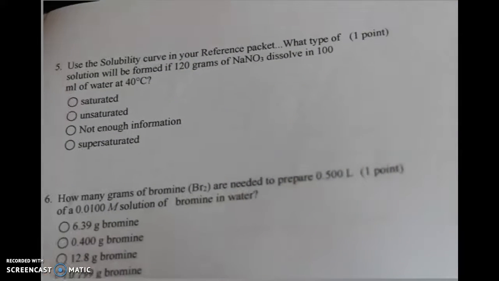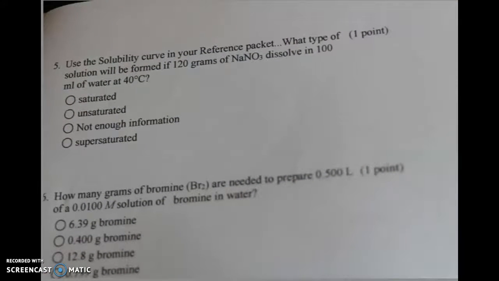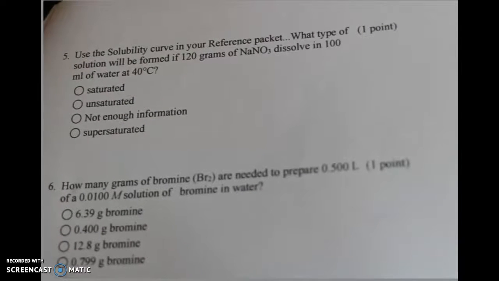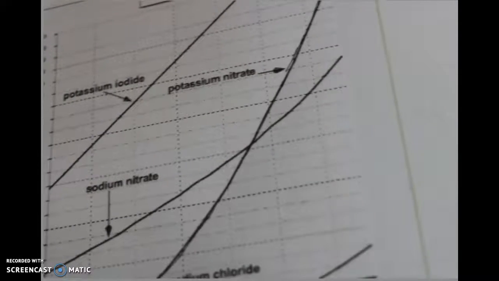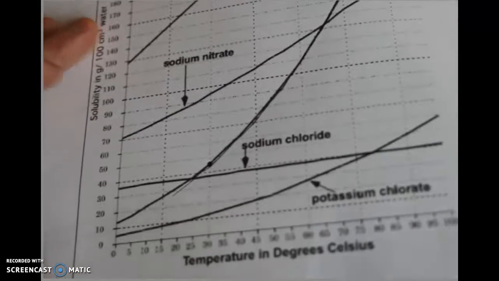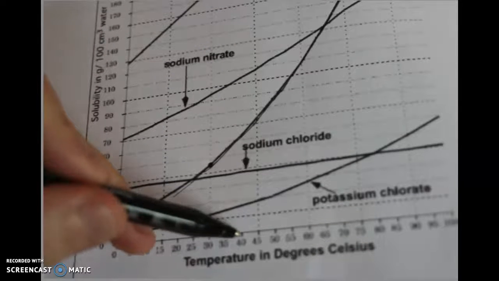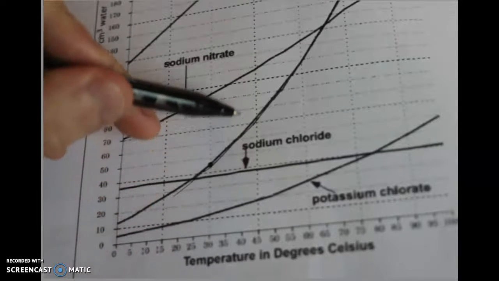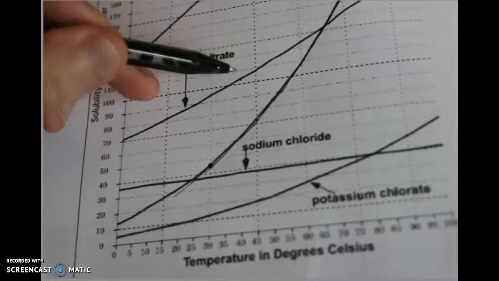Now this one's asking us for another solubility chart, and it's asking us about sodium nitrate. And it's saying what type of solution will be formed if you dissolve 120 grams of sodium nitrate in 100 milliliters at 40 degrees Celsius. Alright, so when I printed this up, it actually had sodium nitrate on there too. And what it was asking us for is at 40 degrees Celsius. So right here I'm going to go up, and this is the line we're looking at.